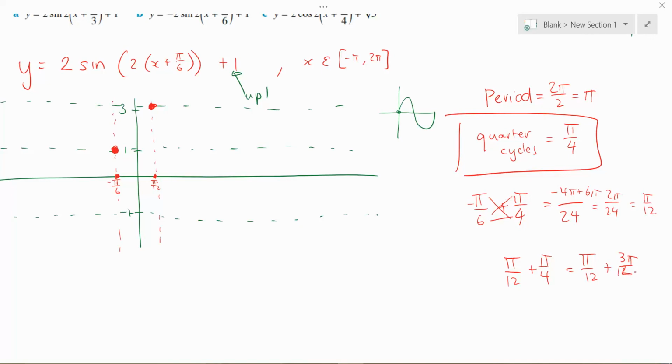This is the key step because now you know from pi on 12 it's really just every extra 3 pi on 12. So I know if this is 1, the next one has to be 4 pi on 12. The next one has to be 7 pi on 12. The next one has to be 10 pi on 12. The next one has to be 13 pi on 12. The next one has to be 16, and then 19, 22, and then finally 25 pi on 12. See what I'm doing there?